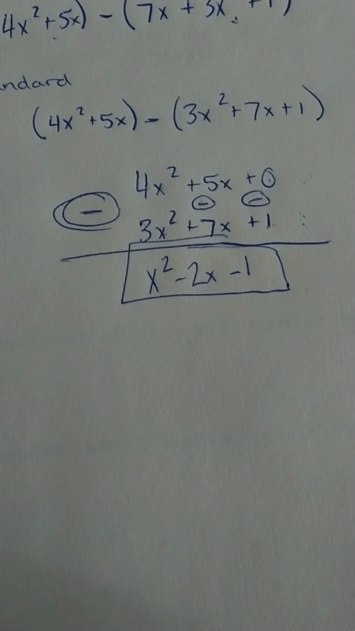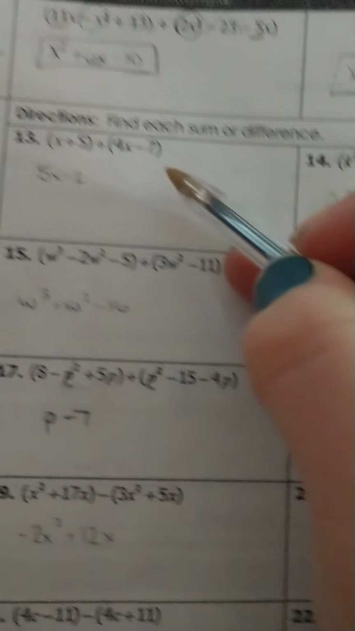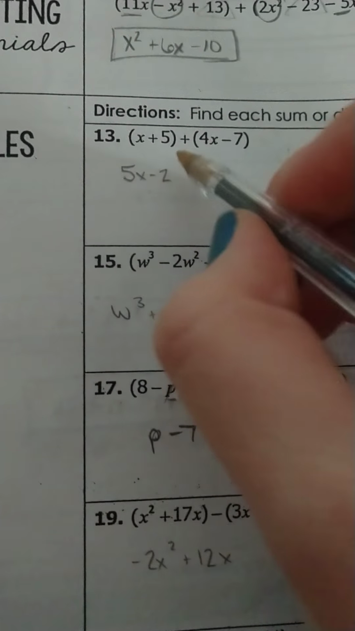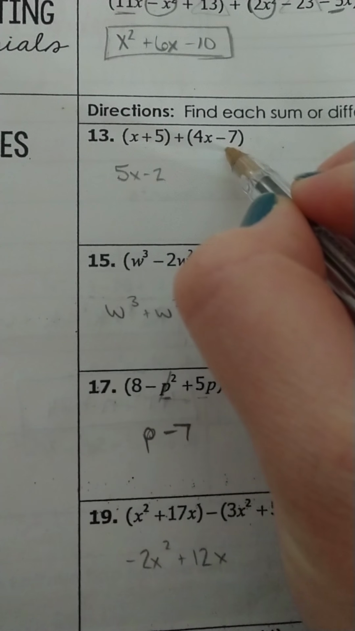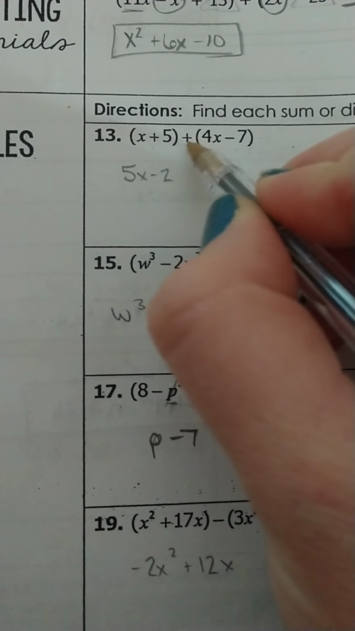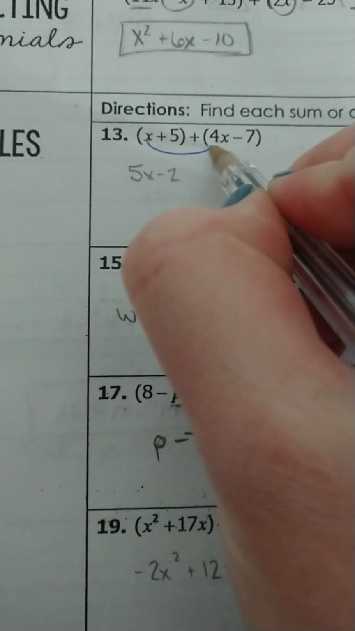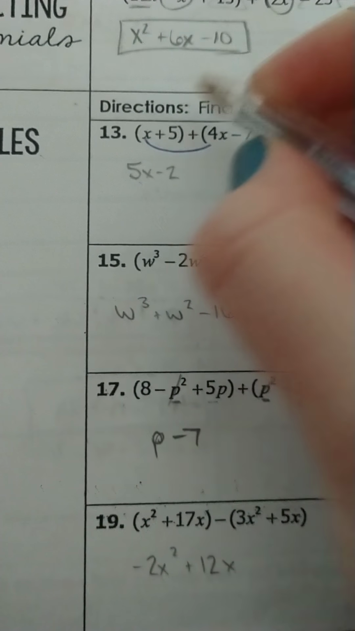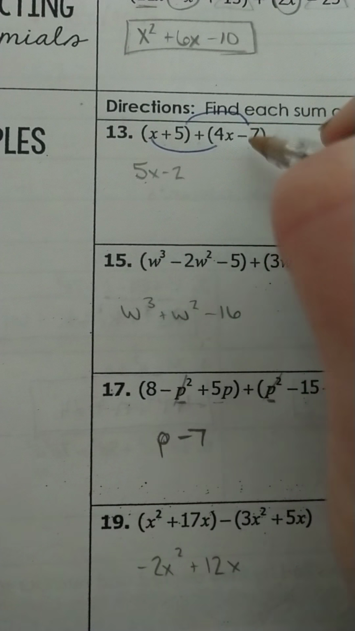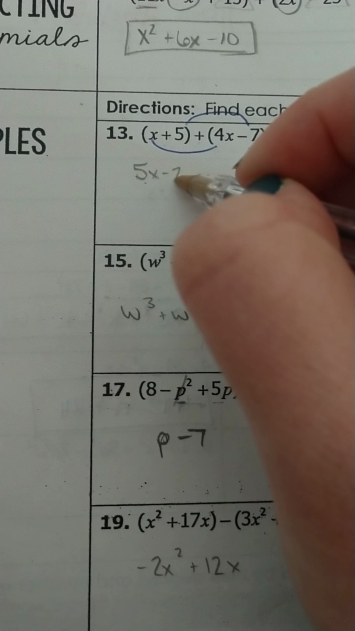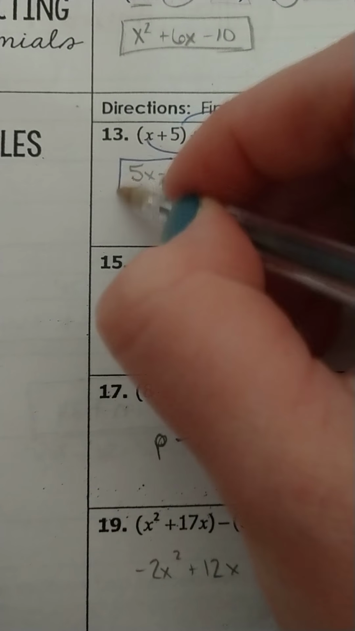So, let's go back over here. So these first couple of problems, like 13, are super simple. If you can see, all right, I've got 2 terms here and I've got 2 terms here. I'm adding them. So what's 1 plus 4? Well, it's 5. What is 5 plus a negative 7? Negative 2. That's all you have to do.